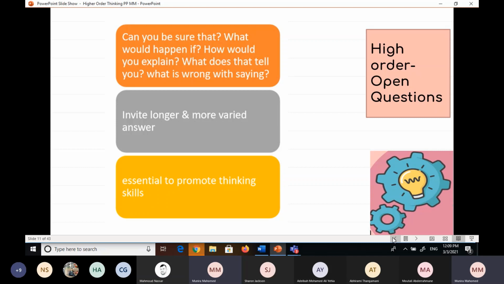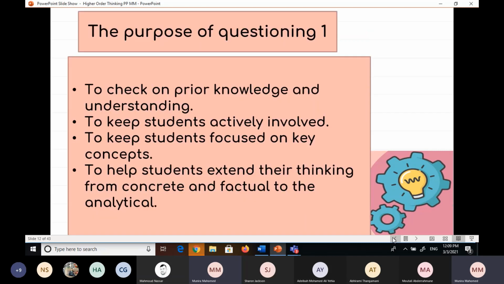Sometimes we are able to give students the opportunity to answer them and ask even more questions on top of these, but sometimes we don't. But these are actually essential to promote thinking skills, especially in our class and for the students.